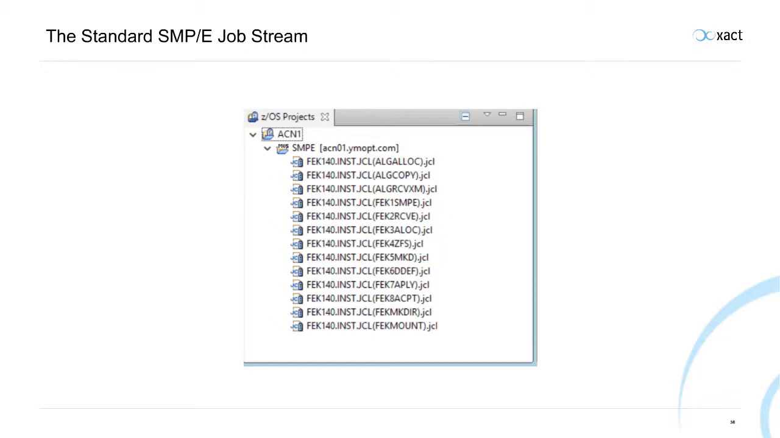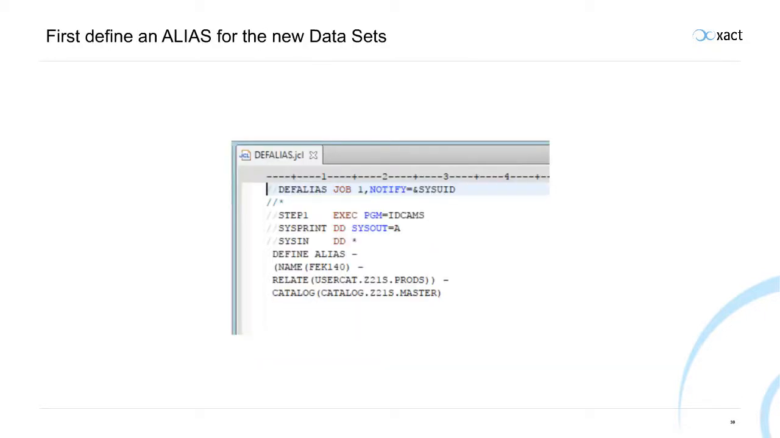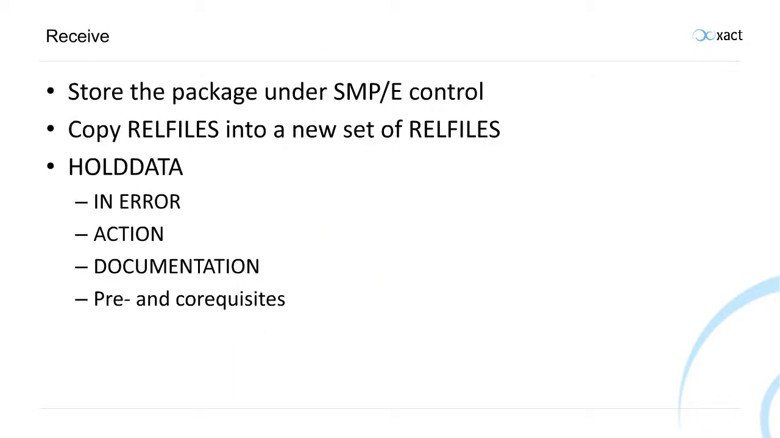This is an example of the jobs in the standard installation job stream. Before running anything, you must start by defining an alias for a user catalog for the high-level qualifier of the product. Then follows a job to allocate the CSI and other related data sets. The received job stores the package under SMPE control. It means that it copies the unzipped REL files to another set of REL files and updates the control data in the CSI. It also stores any hold data, which is information about known errors and things you must do when you install the product or the fix.